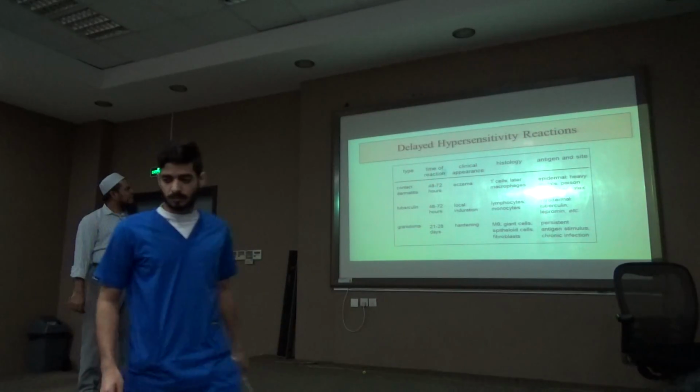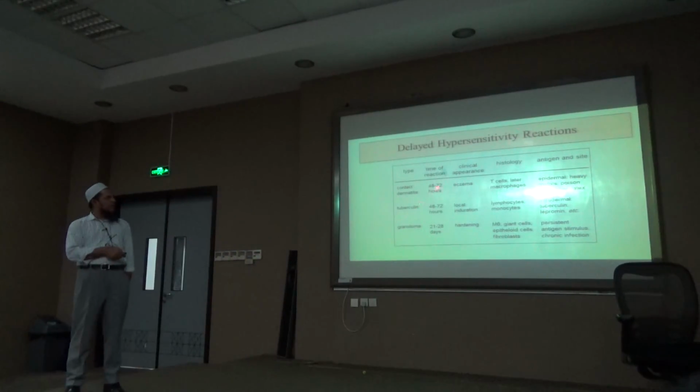So, contact dermatitis: 48 to 72 hours, eczema, T cells and macrophages. Tuberculin: 48 to 72 hours, local induration, lymphocytes and monocytes. Granuloma formation: 21 to 28 days, long duration, hardening of the tissue area, monocytes, giant cells, epithelioid cells, fibroblasts, and persistent antigen stimulus, chronic infection.